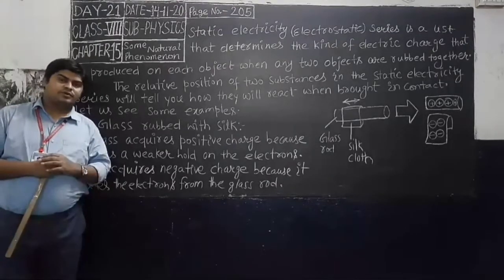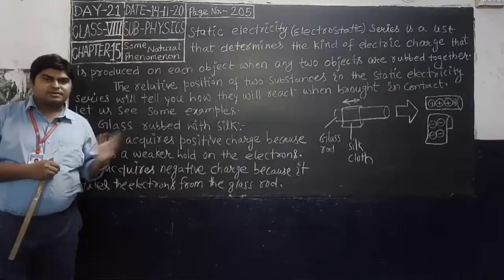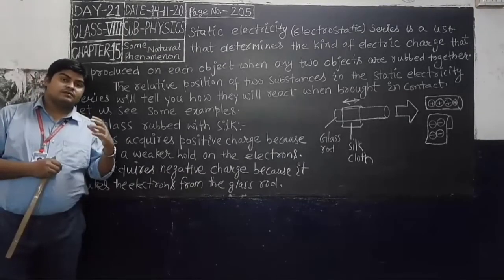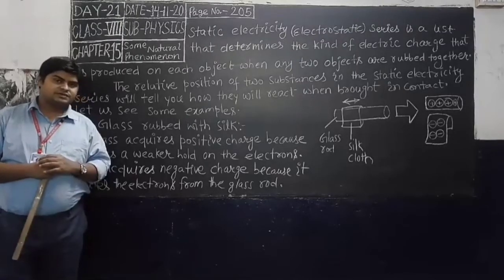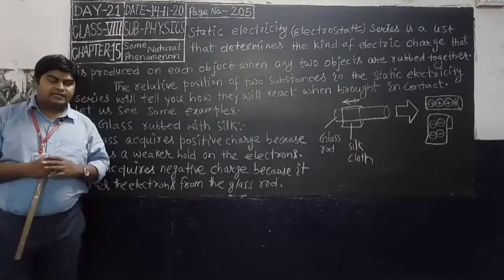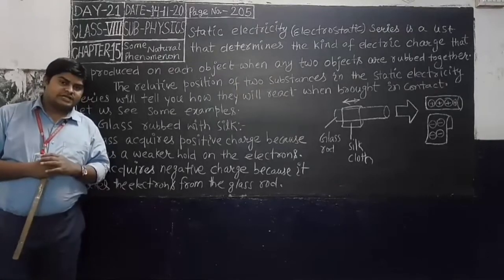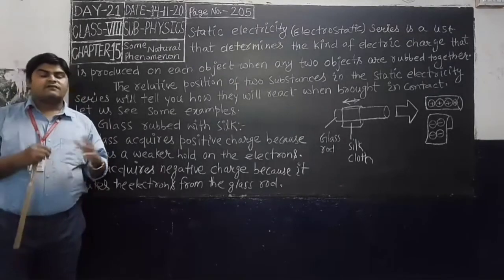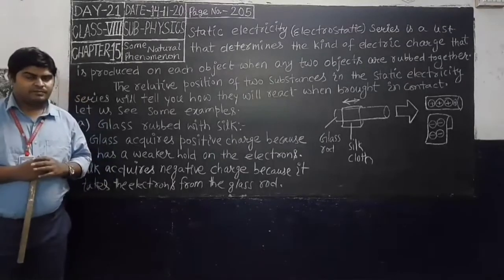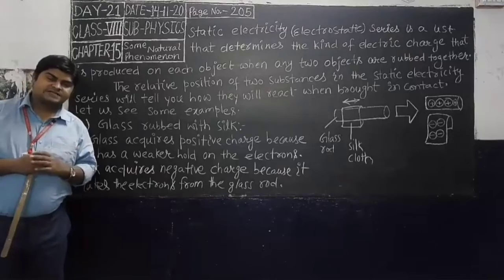Today I am going to teach the same topic, but we will explain it with some common daily examples, like ebonite rod, fur, blanket, and which is positively charged and which is negatively charged when rubbed. Students, please sit with pen, notebook and your science book.